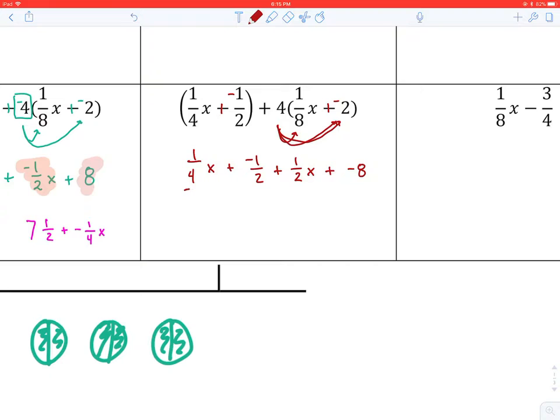Let's go ahead and finish it up by adding our like terms. 1/4 x plus 1/2 x. 1/2 is the same thing as 2/4. So it's 1/4 x plus 2/4 x, which is going to be 3/4 x, plus negative 1/2 and negative 8. Same sign, so we're going to add them together. 8 plus 1/2 is simply 8.5. And they're both negative, so it's negative 8.5.